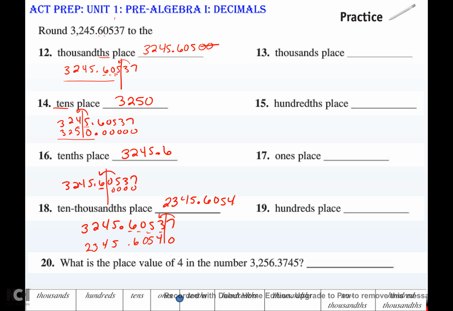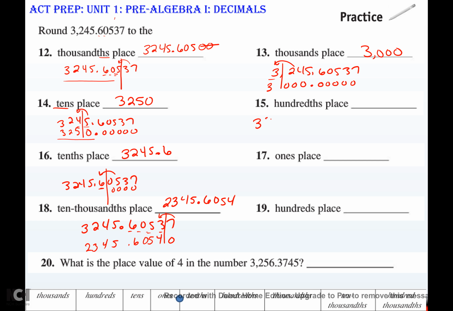Okay, 13. Oh, I'm going out of order. Sorry. The thousands place. 3,245.60537. There's the thousands place. The 2 is not going to bump it up, so that stays a 3. These all turn to zeros, but we would only write 3,000.